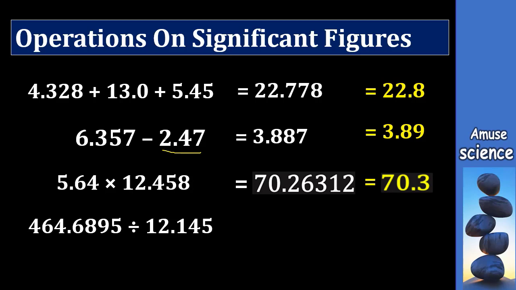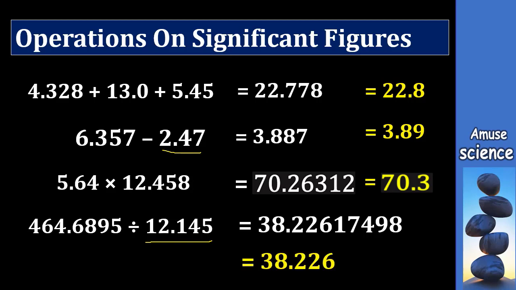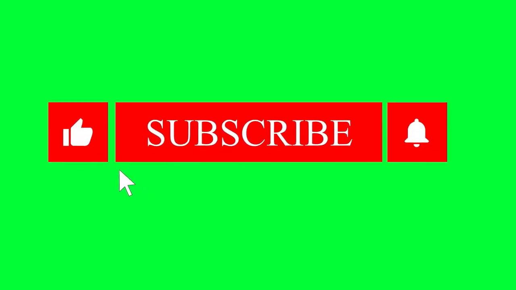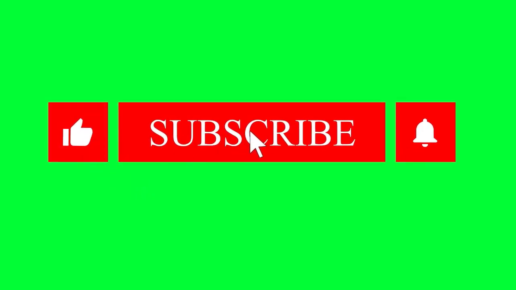464.6895 divided by 12.145. We are going to get 38.226179498. Too long. We can't write all. So the least number of significant figures in the question is 5, which is the 12.145. So our answer must also be in 5 significant figures, and that is going to be 38.226. Alright, this is where we bring our lesson on significant figures to an end.